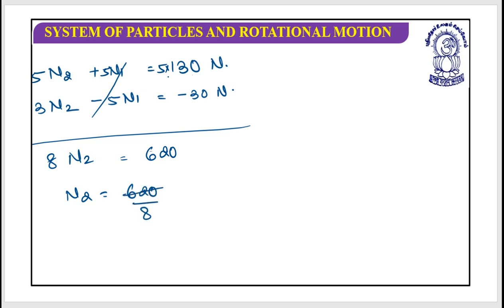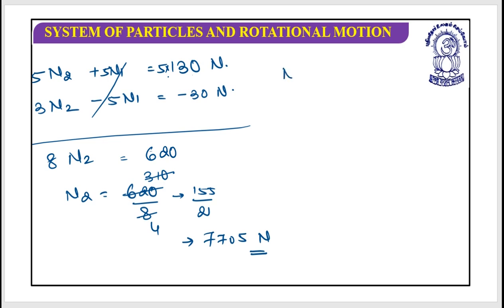Yes, this can be reduced definitely. It's 310 divided by 4. Again it's 155 divided by 2, and 75 twos are 150, so 77.5 Newton. This is N2.